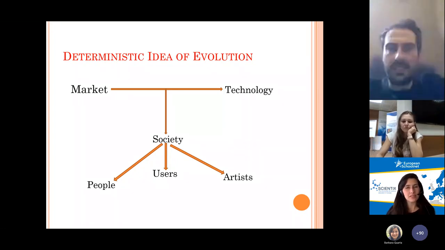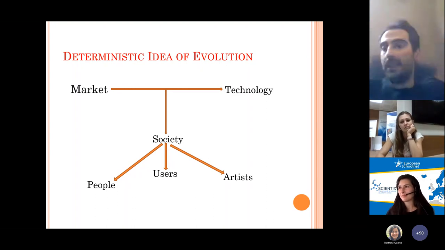And after this, the technology finally arrives in society, and then users, artists, everybody can use it. We always think this way. Even in art history, if you look at the history of video art, it is always written that the electronic technology was on the market, and then video art started. So the artist is always a passive user of technology, as much as the rest of us.